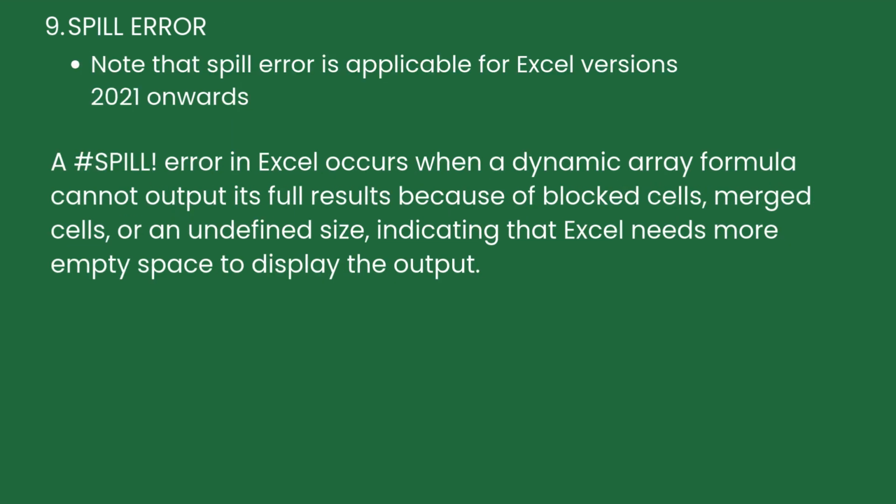The next error is the spill error. Note that the spill error is applicable for Excel versions 2021 onwards. It occurs when a dynamic array formula cannot output its full results because of blocked cells, merged cells, or an undefined size, indicating that Excel needs more empty space to display the output.